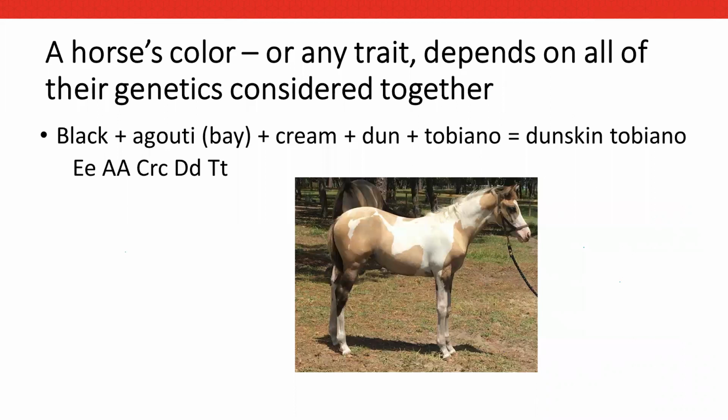So this particular horse has a black base coat, it has a big E allele, it has an agouti dominant allele, it has a cream dilution, it has a dun dilution, it has Tobiano, and it makes that horse a dun-skinned Tobiano. So what you see, whether it's coat color or whether it contributes to disease and performance, is a combination of all those genes and all the horse genetics put together.